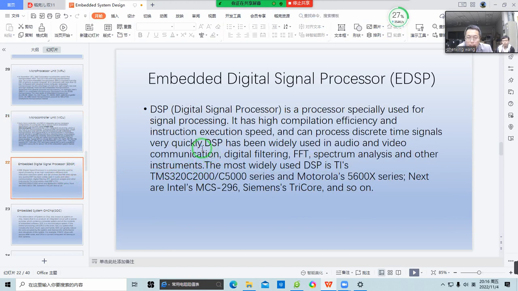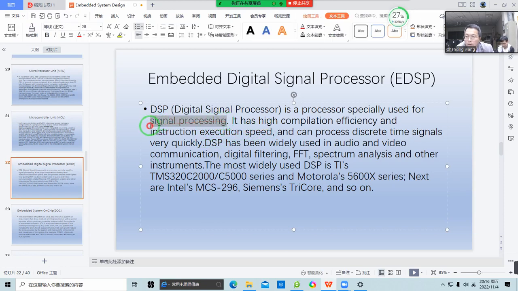Then DSP. DSP is especially used for signal processing because of its internal structure, it runs very fast. If you do floating point calculation or matrix multiplication, it's very, very fast. It's almost running in parallel. If you use an ARM processor, it's running in serial. But if you use DSP, it's running in parallel.